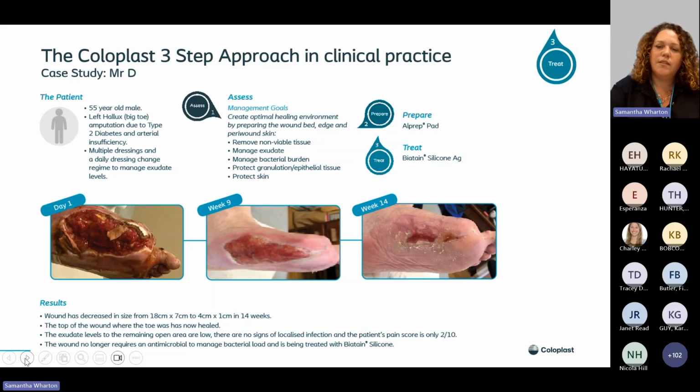And I just wanted to leave you with this case study about a patient that was taken from actual clinical practice. So this is a case study about Mr. D.